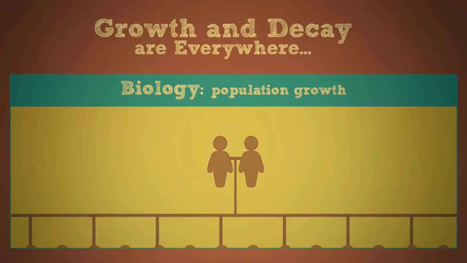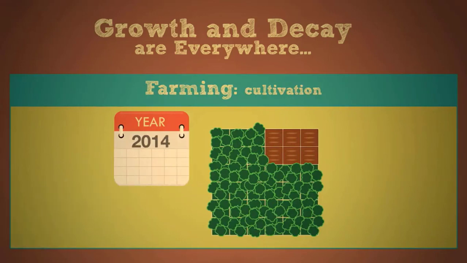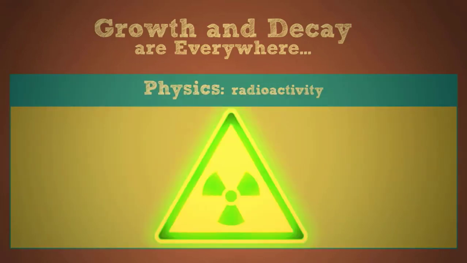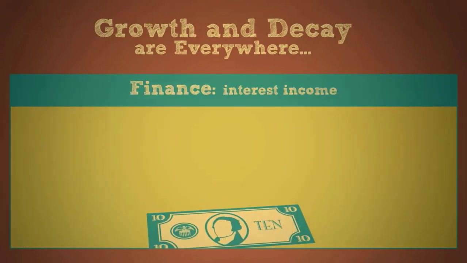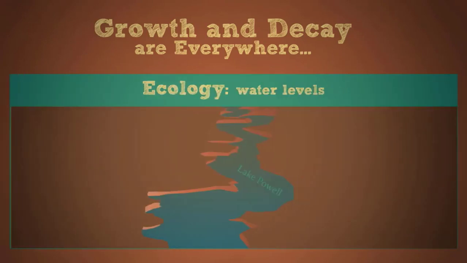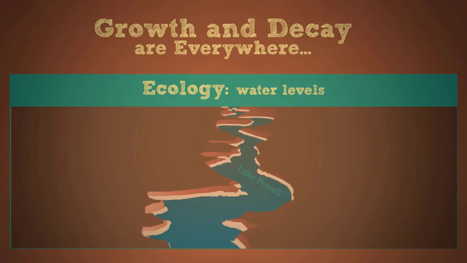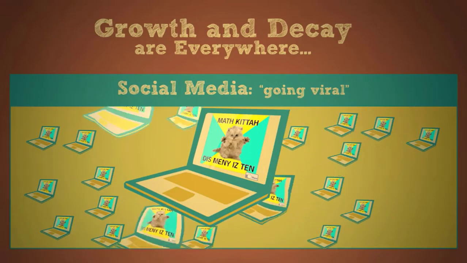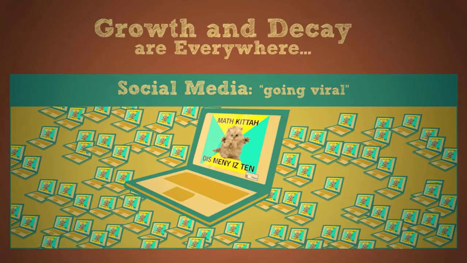In biology, we can use them to study how a population multiplies over time. Or a farmer may wish to grow his business by dedicating 3 more acres to cultivation each year. In physics, we might be interested in calculating how long it takes for radioactive material to break down. In the world of finance, we might want to find out how much interest will accumulate on an account. In ecology, we might want to study how the water levels in Lake Powell dropped between the year 2000 and 2005. Or even in social media marketing, we can use growth and decay models to understand what it means when something goes viral on the internet.